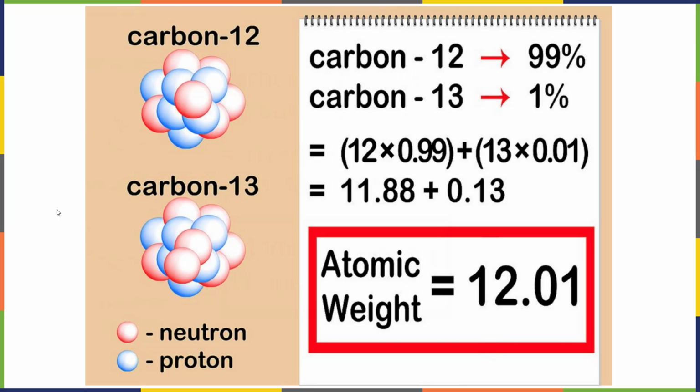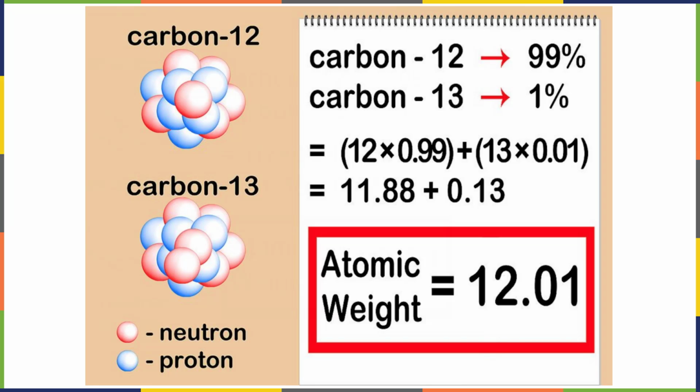Another possible isotope of carbon is carbon 13. However, only 1%, think about this, only 1% of every carbon atom in the universe is the isotope carbon-13. And so we take into account those percent abundances when we use this information to calculate the atomic weight on the periodic table.